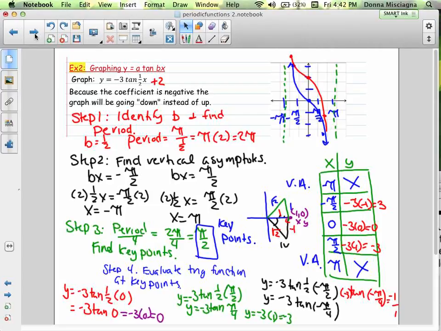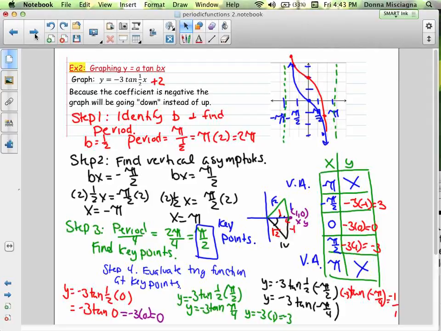We find our key points by taking our period and dividing by 4. So that's going to give us 2 pi divided by 4, pi halves. So we're just going to count up by pi halves. Negative pi plus pi halves would give us negative pi halves. Negative pi halves plus pi halves gives us 0. 0 plus pi halves is pi halves, and pi halves plus pi halves is pi. And we evaluate the trig function at the key points. All right, so the key points being negative pi halves, 0, and pi halves, the values we get when we count up.